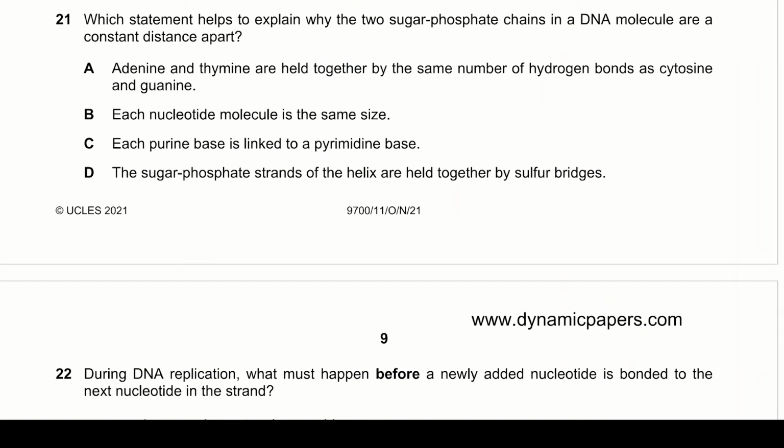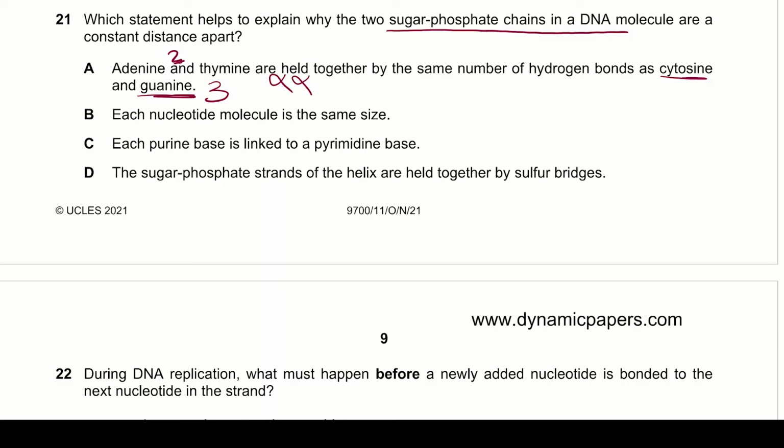21. Which statements help to explain why the 2 sugar phosphate chains in a DNA molecule are at constant distance apart? A. Adenine and thymine are held together by the same number of hydrogen bonds as cytosine and guanine. This is incorrect because adenine and thymine are held by 2 hydrogen bonds and cytosine and guanine are held by 3. So this is totally incorrect.